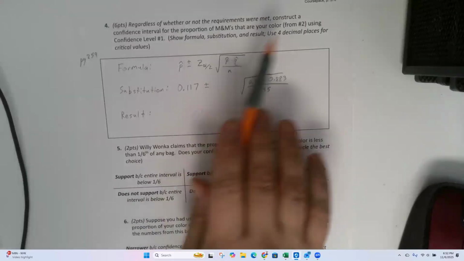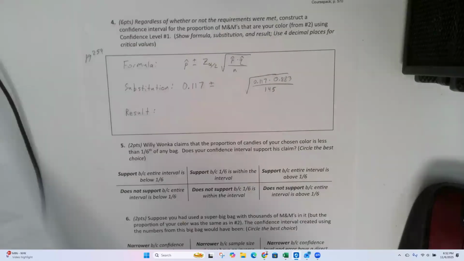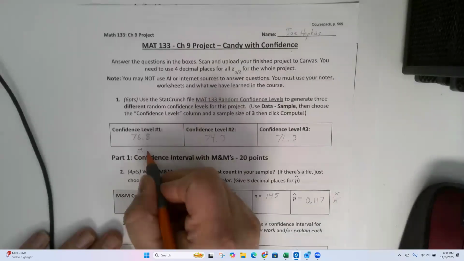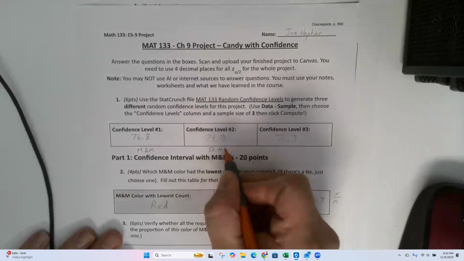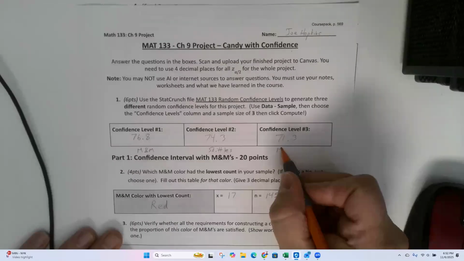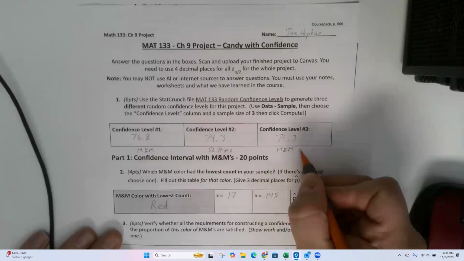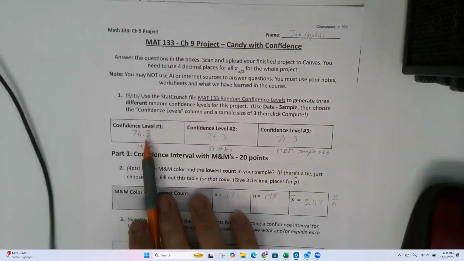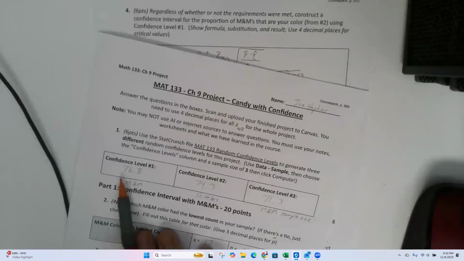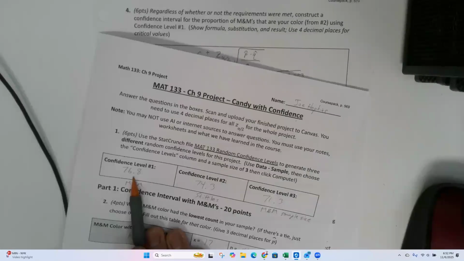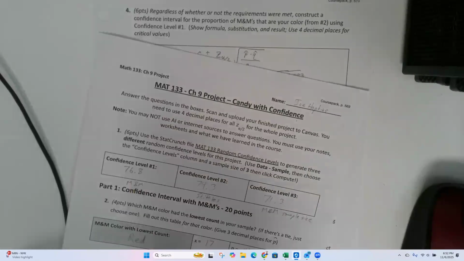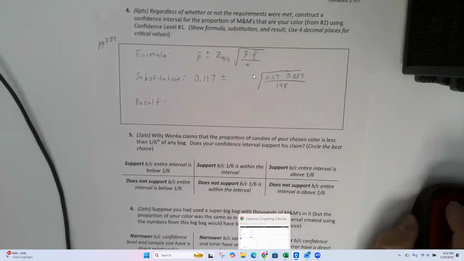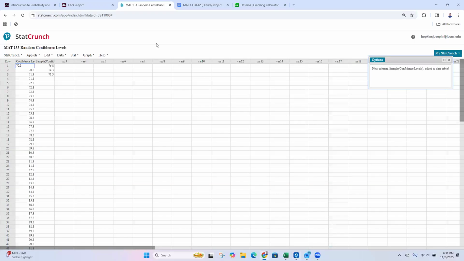Now, we're going to use the confidence level from number 1, okay? So we have these 3 different confidence intervals. This one's going to be for M&Ms. This one's going to be for Skittles. And then this one's going to be back for M&M sample size, okay? Which we'll do on the last page. So starting with M&Ms, I'm going to use a confidence level of 76.8%, or 0.768, okay? That's my confidence level.